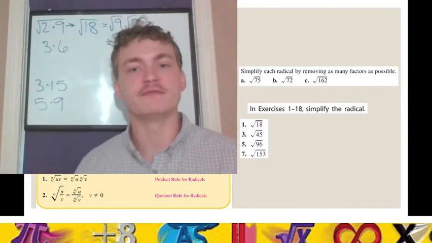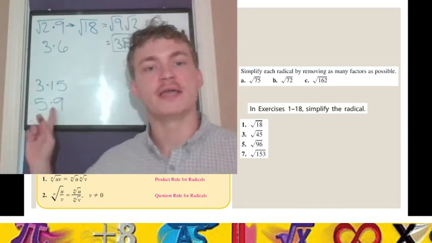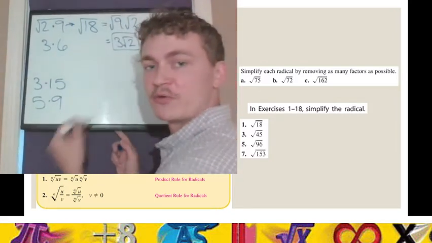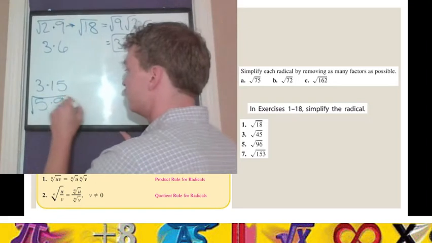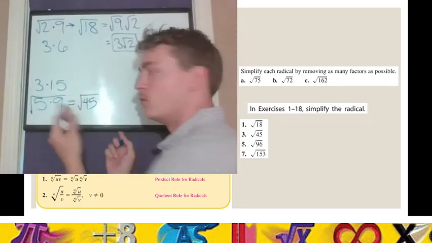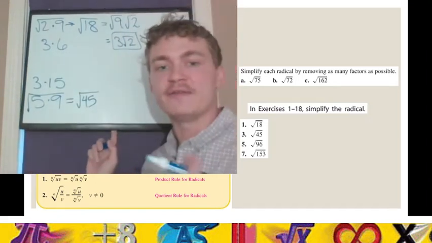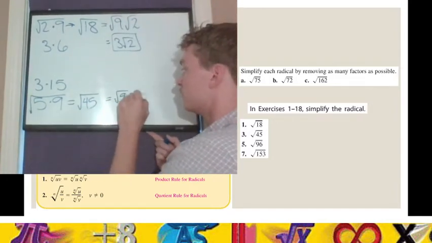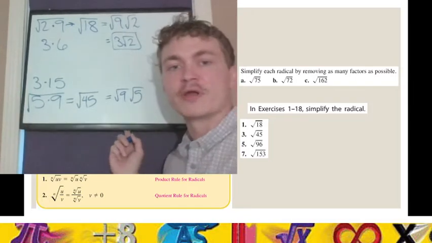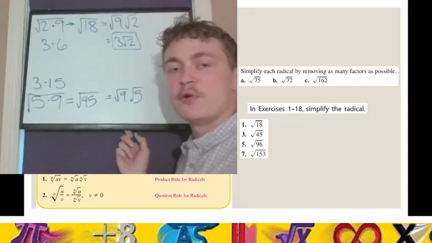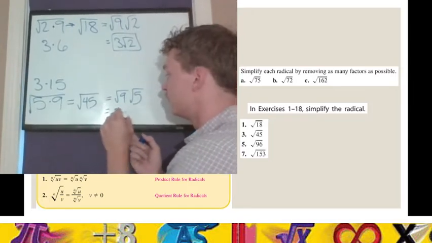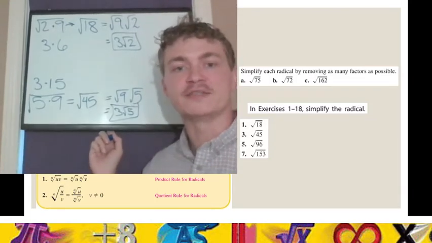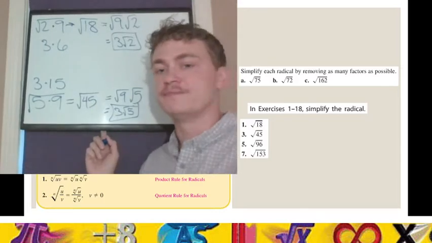Of these factors for 45, are any perfect squares? Again, we see yes because 9 is in fact a perfect square. Thus, the square root of 5 times 9, that of course is equivalent to the square root of 45. And now using our product rule for radicals, we break apart the square root of 45 into the square root of 9 multiplied by the square root of 5. We evaluate the perfect square. Square root of 9 is 3. Thus, we have 3 square roots of 5.